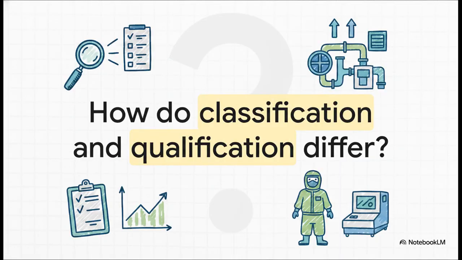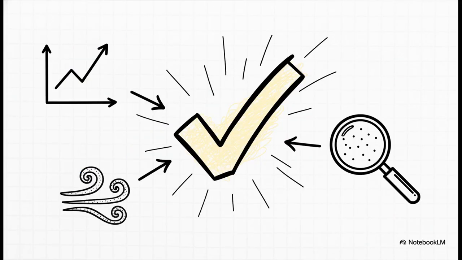Let's test that understanding really quickly. Which statement best distinguishes cleanroom classification from qualification? Think about what an inspector is genuinely looking for when they ask for your qualification data versus just a classification report. That's right. Classification assigns a grade based on particle data. Qualification is the full evidence set demonstrating the room actually performs as intended.